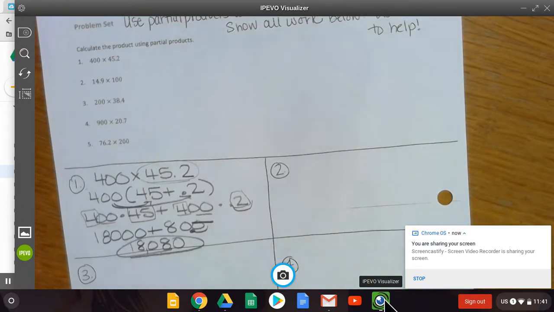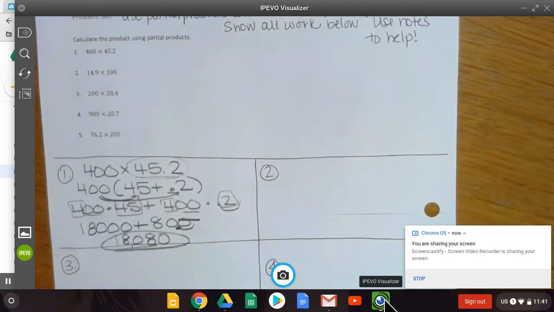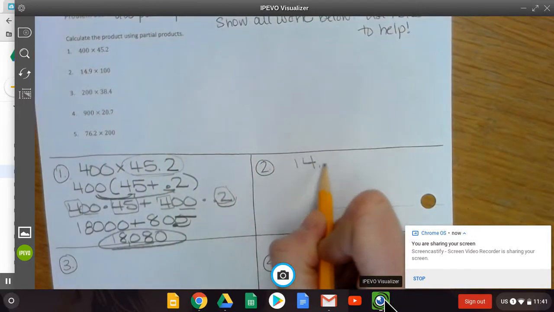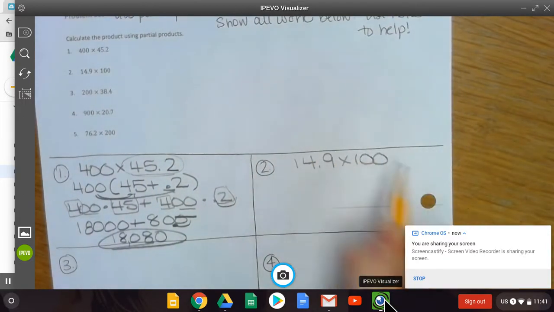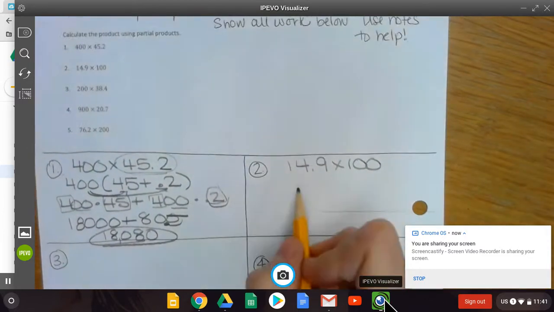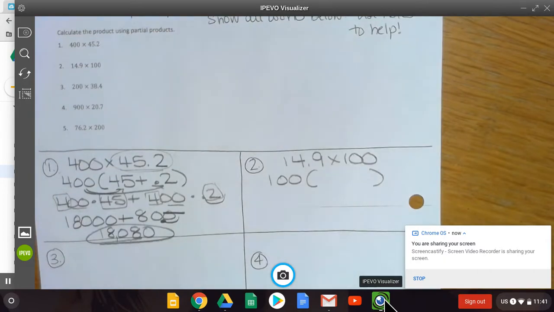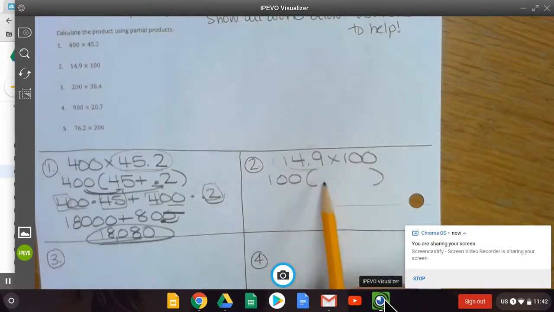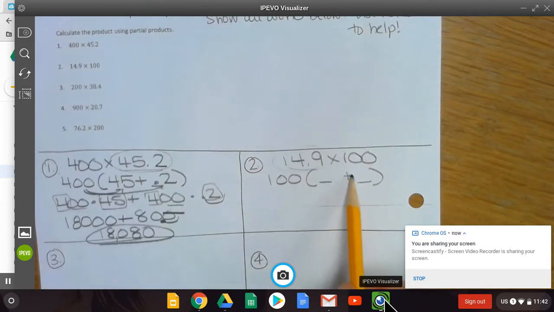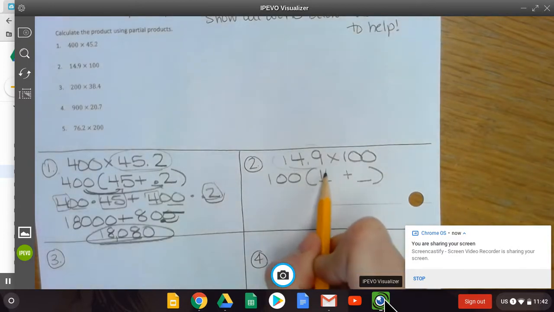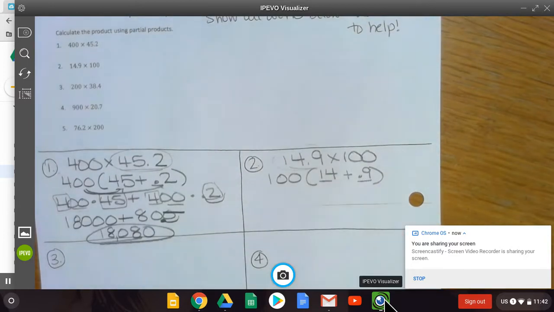Okay? So we're going to do another one together, but I'm going to have you pause throughout it because I kind of want you to try it on your own. So now number 2 is written a little backwards. No big deal. We're going to do it the same way. We're going to just put 100 out here and break up the 14 and 9/10. So I'm going to have you pause right now and break that 14 and 9/10 up into 2 addends. Go ahead and do that. So you should have put 14 and 0.9 tenths.